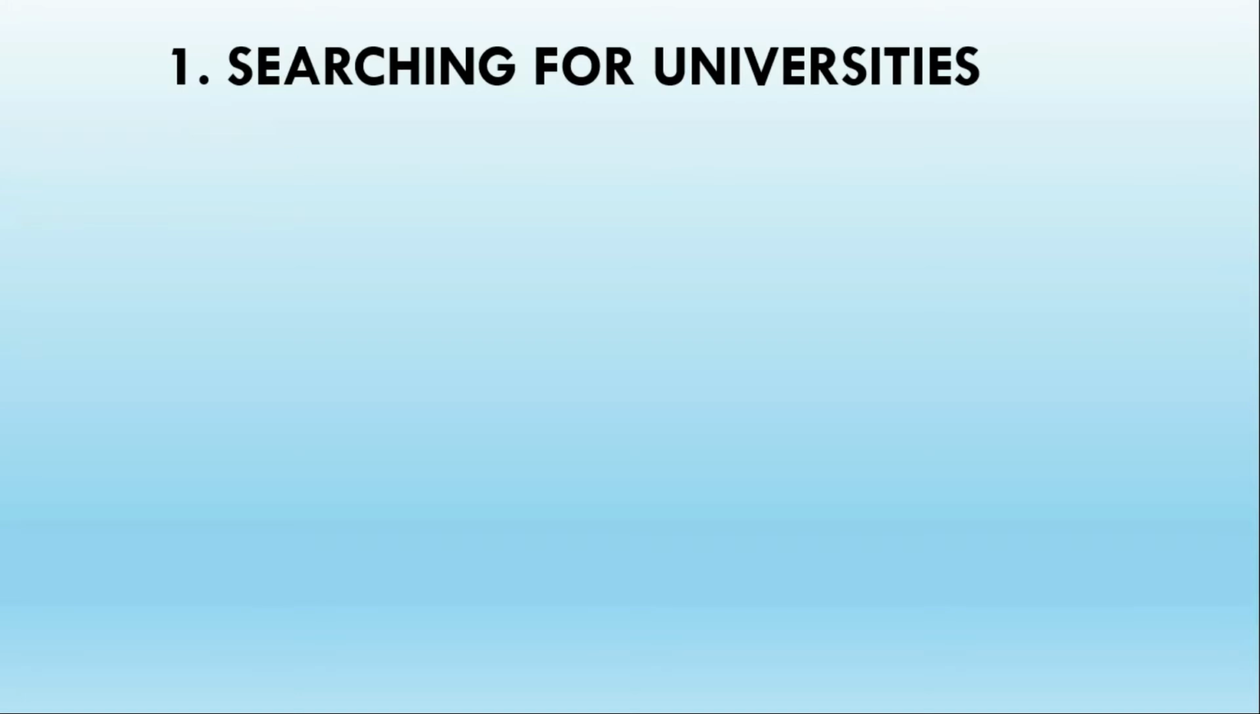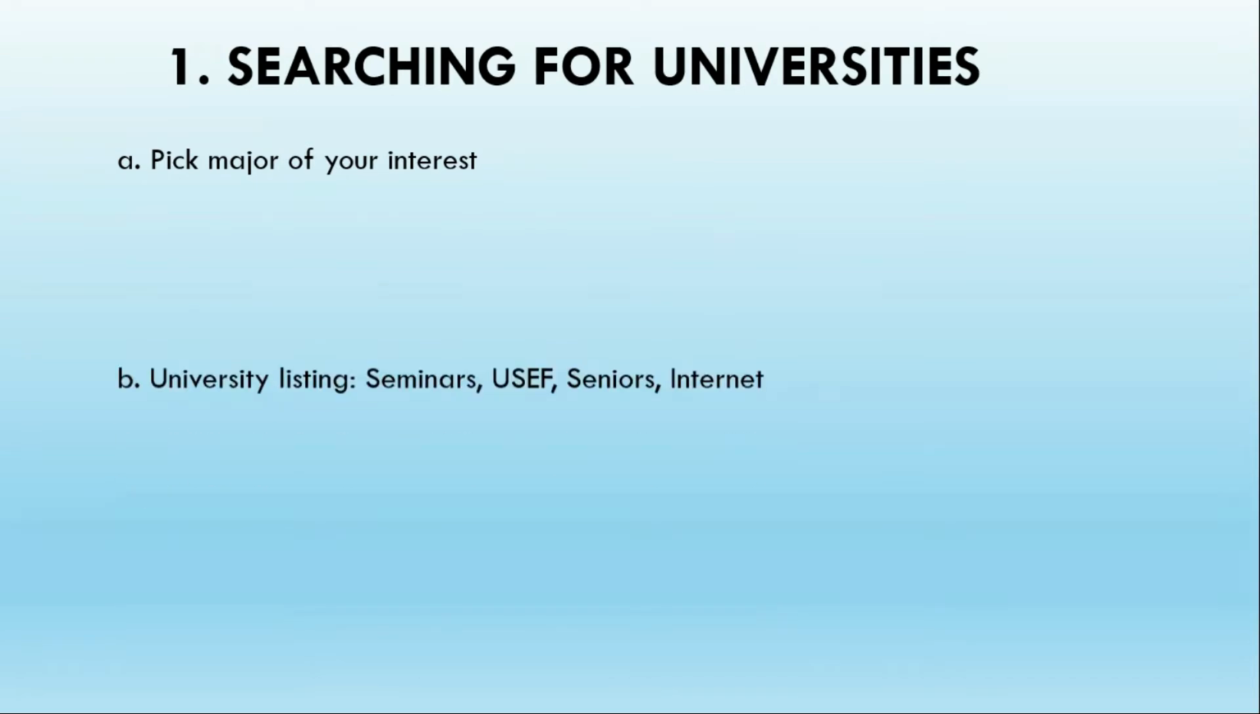So, searching for university. First and foremost, pick a major of your interest. In the USA, you have a wide variety of majors. You've got a plethora of options, so it's very confusing what to choose. You can make a career in any field. So the first thing is to pick a major of your interest, where you wanna do something in your future or where you see yourself in the next 4 years.